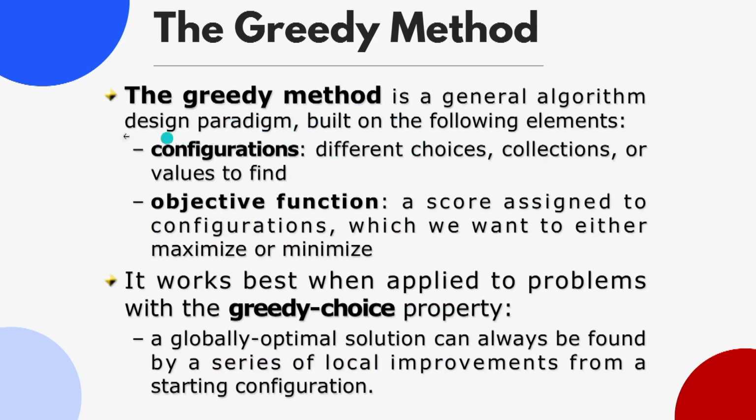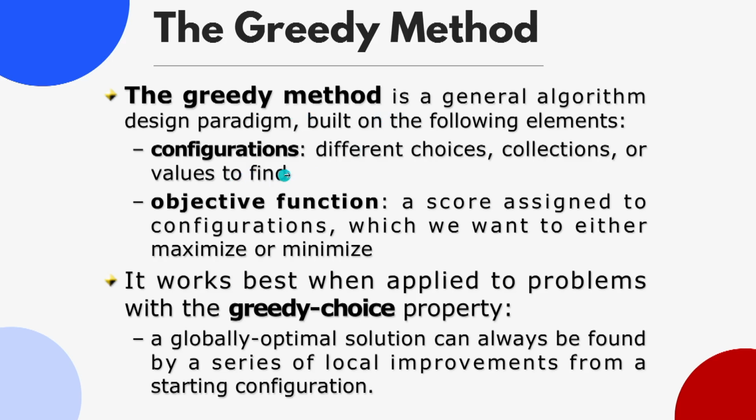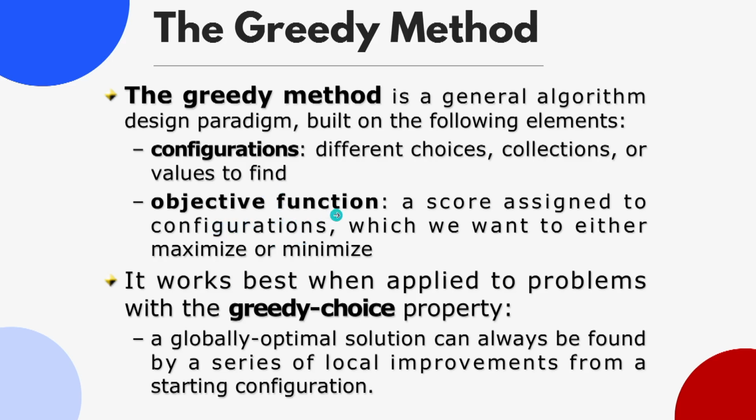As such, it is one of the problem solving paradigms. So, this greedy approach is built on certain elements. The very first element is configuration. In one of the earlier slides I was mentioning this, for a problem to be solved using the greedy approach, we need to have a configuration. It could be different choices or collections or different values that we want to find. And for that problem we have to set up an objective function, and this objective function will have a score assigned to that configuration that we set up in the previous step, and our objective would be to either minimize or maximize that configuration that is set up.